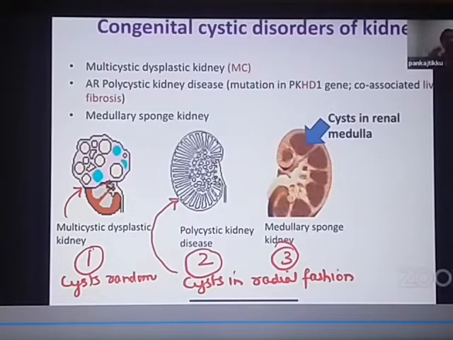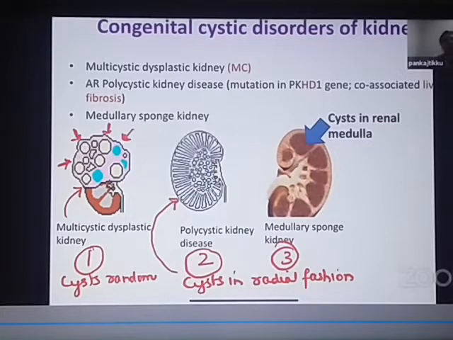In the case of a multicystic dysplastic kidney, the cysts are randomly arranged. Some large cysts, some small cysts, some large cysts, some small cysts. And see what has happened to the outline of the kidney. The kidney outline is totally damaged. That is why the name dysplastic kidney.